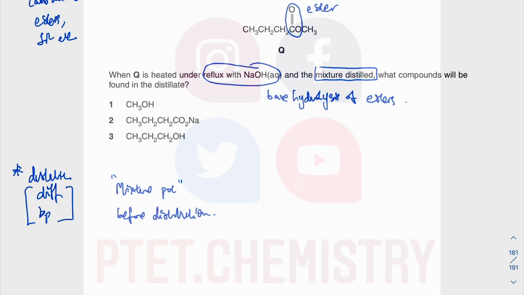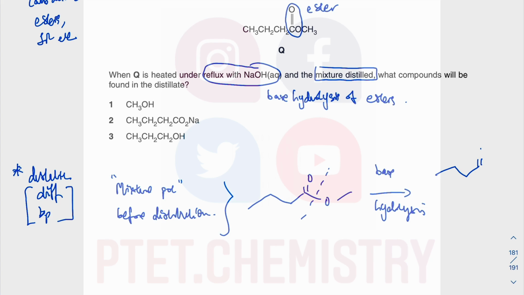So if I just draw out this ester, CH3, CH2, CH2, CO, like that, then O, CH2, CH2, CH3. If I do base hydrolysis, it means I will not get my acid, instead I will get the salt. I get the sodium salt because I use NaOH. I will also get the alcohol because alcohols are not basic. This is what I will get in this pot.